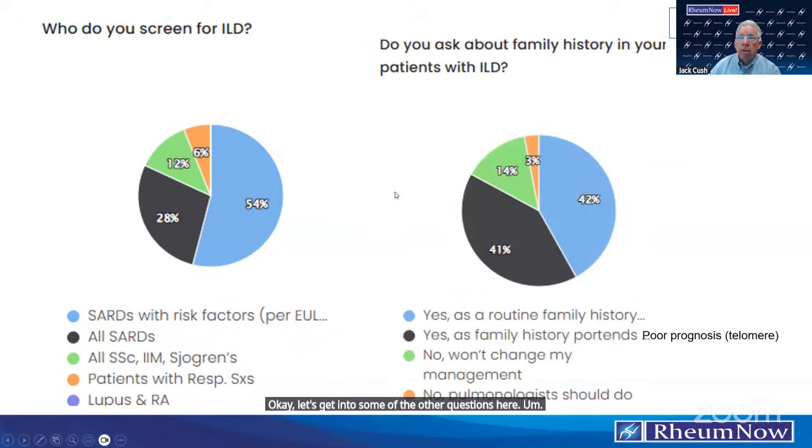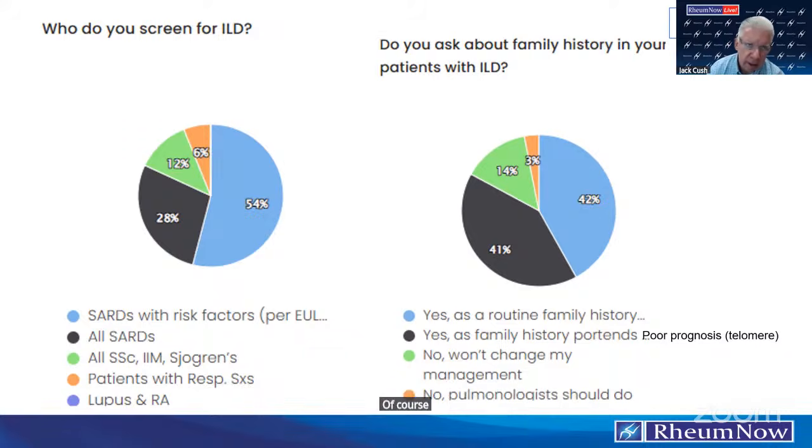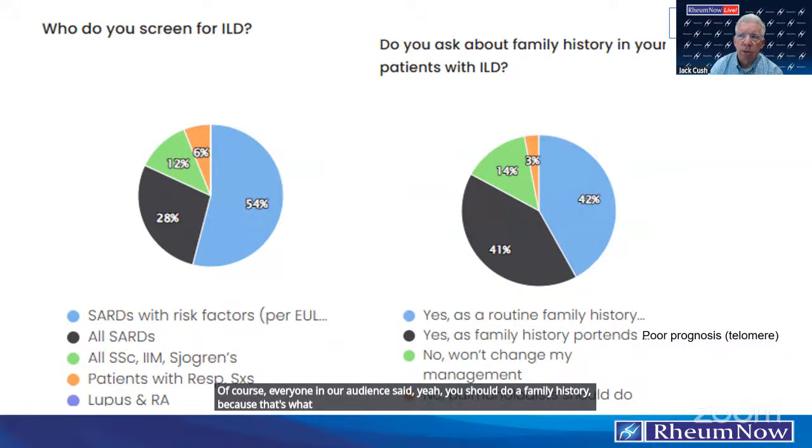Okay. Let's get into some of the other questions here. Family history. Do you ask about family history in people who may be at risk for ILD, and how does that play in? Of course, everyone in our audience said, yeah, you should do a family history because that's what you were taught in medical school.